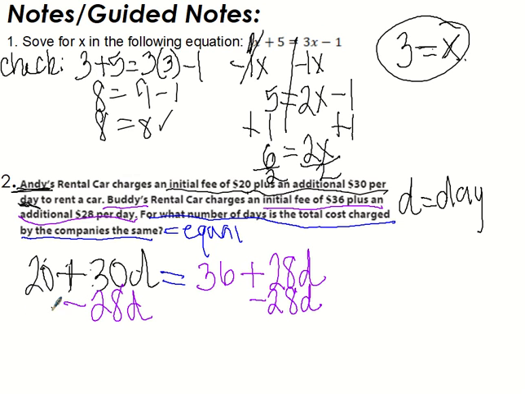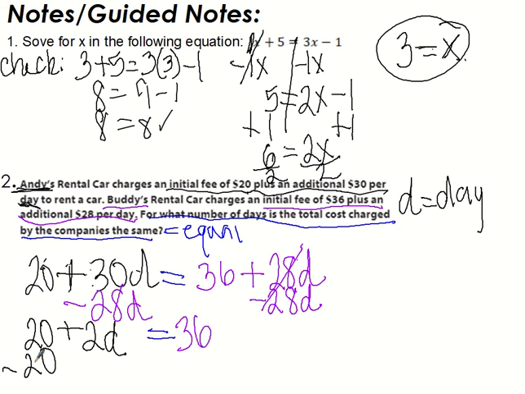So the 20, nothing happened to it. Notice I always put my variables under my variables because I want to make sure that I'm removing the variables and not the constants. The constant didn't change. 20 plus, well, 30 take away 28 is 2D. And it's going to equal 36 because that's what we have left over there. This goes away, 0. Now we have a two-step. So I'm going to move my constant of 20.